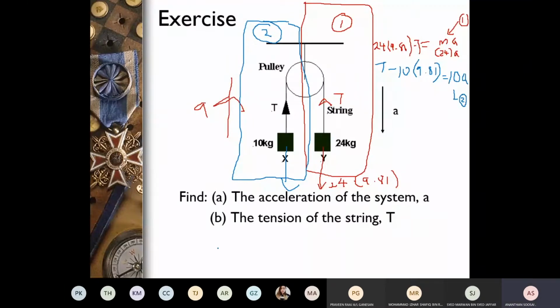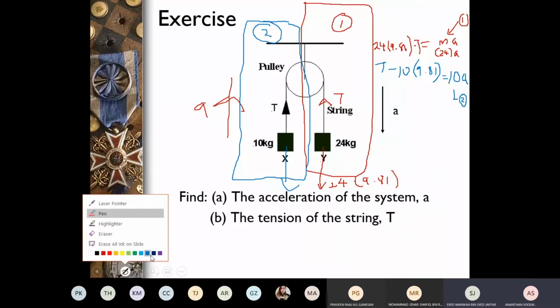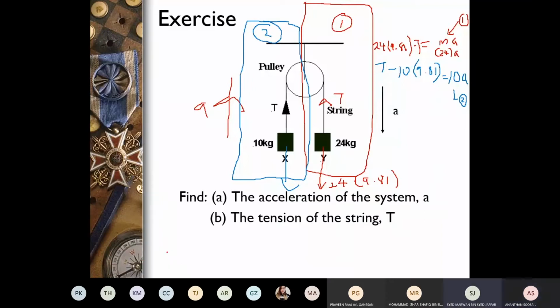Now can you form the third equation? The third equation is combining both together. What formula will you get? Third equation, combining all of them together. That means the force pulling it down is the weight of the 24. The force opposing the movement is the weight of the 10. We pack them together. That means the tension won't be involved. Just the force outward.